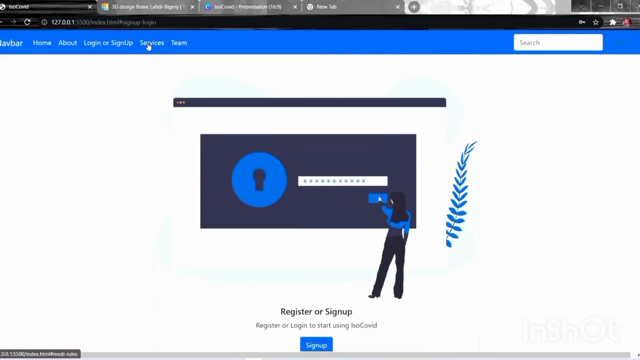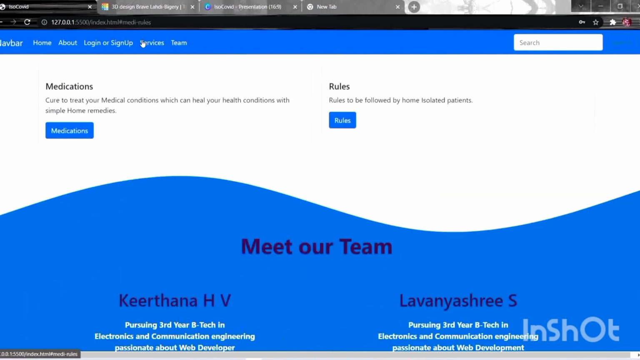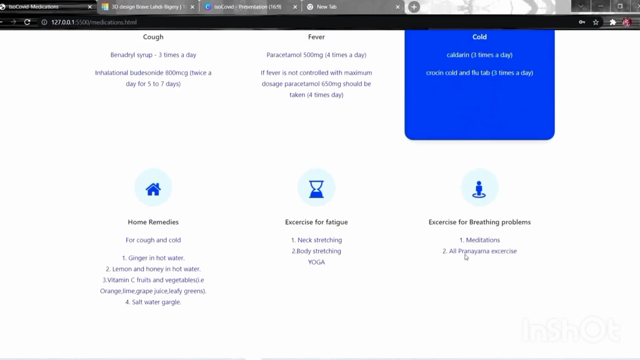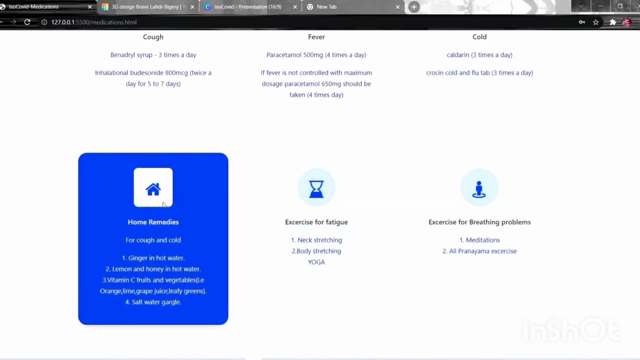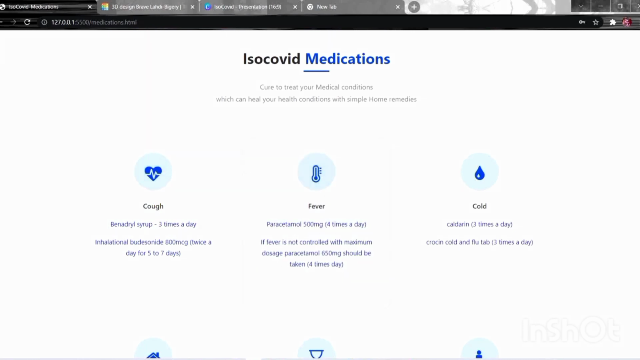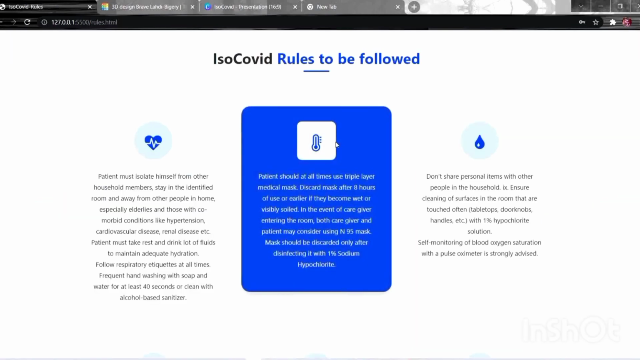The website also comes with medications and rules page. Through medications page, user can access different medications to be followed in different situations, and also when the heart rate or other parameters measured by the product is greater than or lesser than the ideal range, the product IsoCOVID notifies the user through a message.